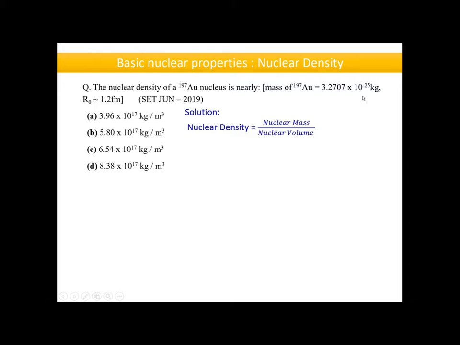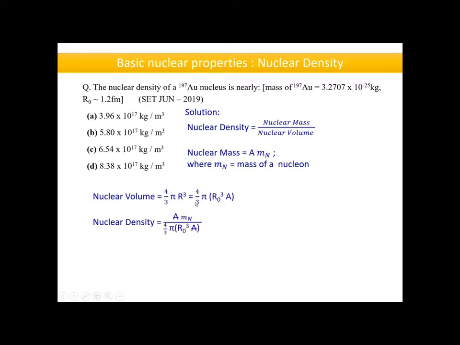So the solution is, nuclear density is nothing but nuclear mass upon nuclear volume, and nuclear mass is given as mass number into mass of a nucleon. Nuclear volume is written as 4/3 pi R cube, where R equals R naught A raised to 1/3. So substituting the nuclear mass and volume, we get the nuclear density as this. So if you see, nuclear density does not depend upon the mass number but depends upon the nucleon mass and R naught, which are constant.